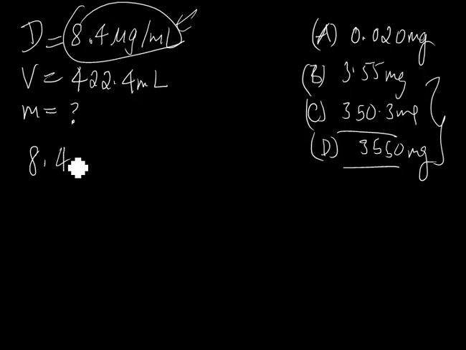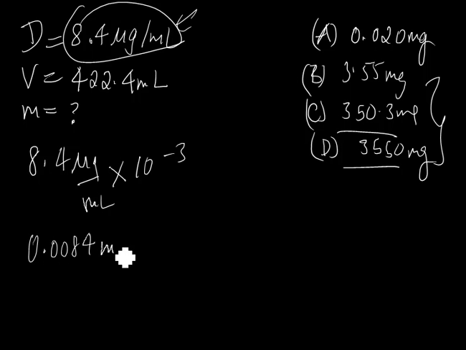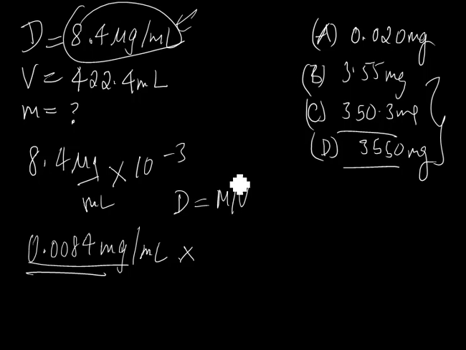So since I already figured out how to convert this into milligrams, I basically just multiplied this with 10 to the negative 3. So I'm shifting my decimal place towards the left. So 0.0084 milligrams per mil. Now this video will end in about 40 seconds, so I'll just continue this in the next one. So this is what I get for my density, and since density is mass over volume, to get the mass I need to multiply volume with density.